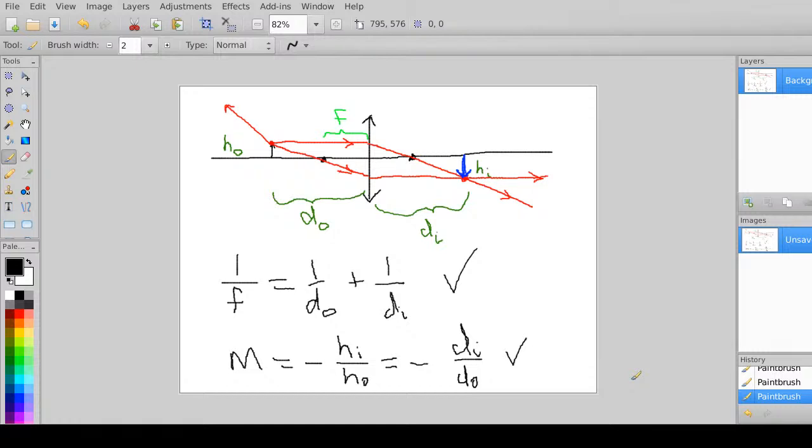There was a professor who actually did this experiment and luckily put all the numbers on the board. So you'll be able to use those numbers as part of the results.